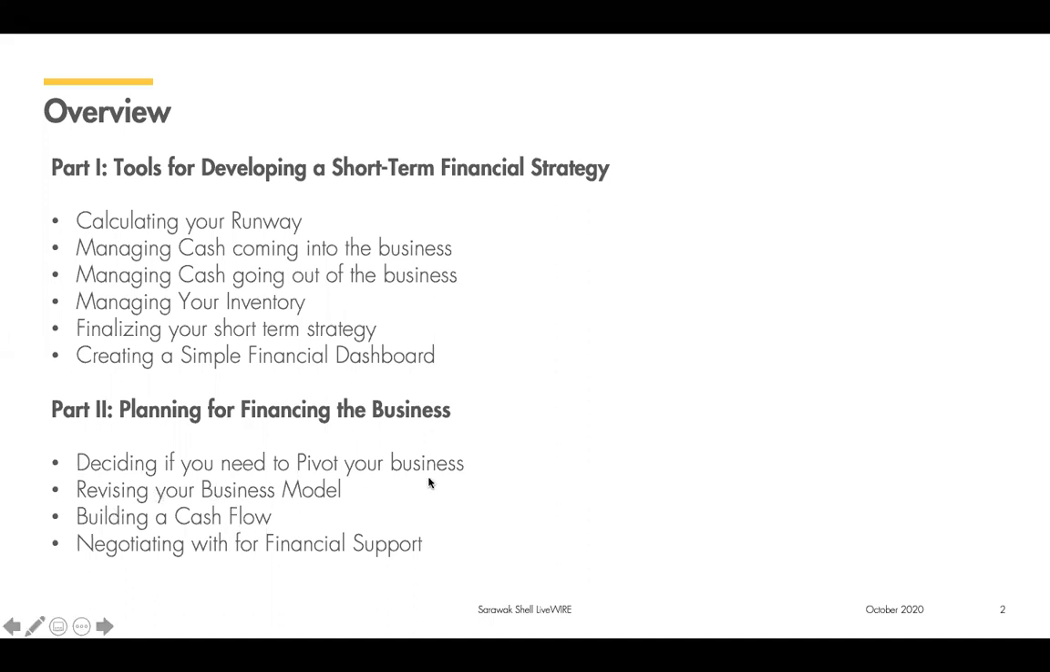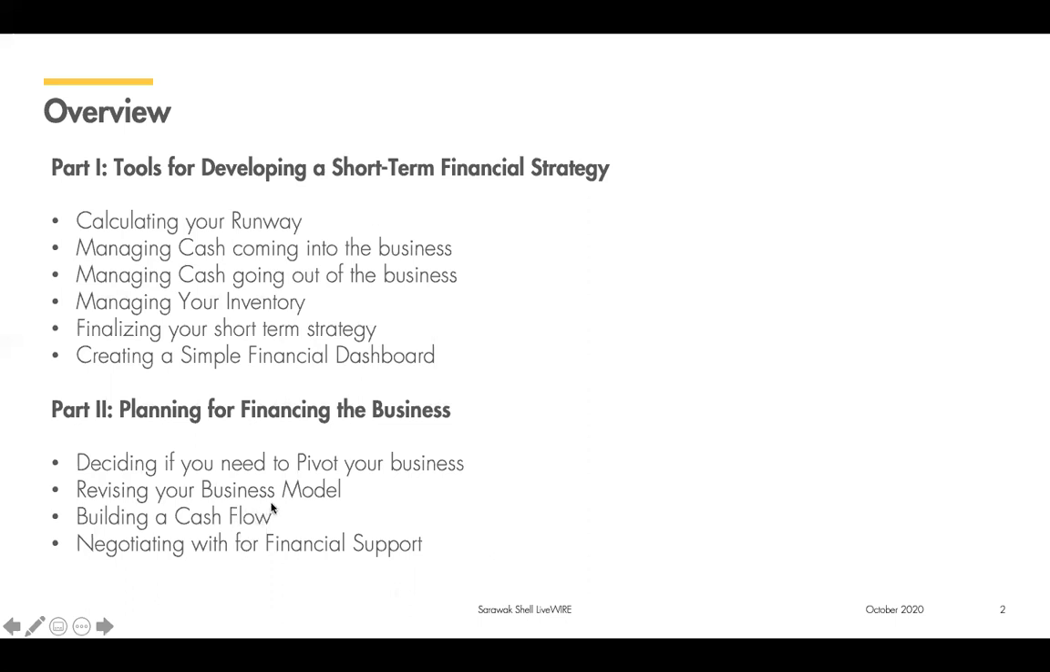Next, if we need to pivot, then we need to adapt and change our business model canvas. So that's something that we will look at in a case study that I've created. It's a fictional case study, but quite a realistic one. And I hope it's relevant to what you're doing. And then thirdly, we will look at building a cash flow. This is so important, because if you don't have a cash flow, you don't have a map. And for businesses, without a map, you're driving blind, and that's not very advisable.